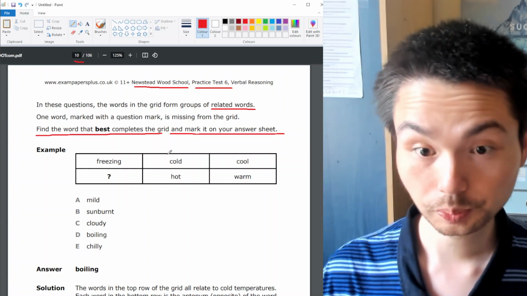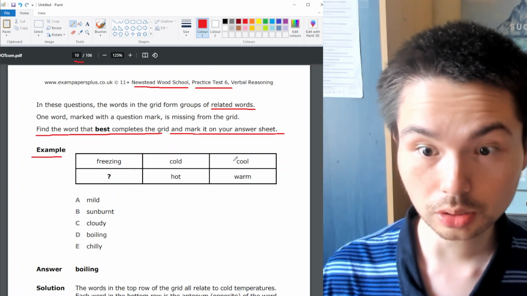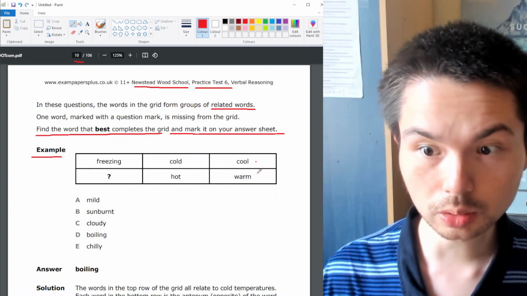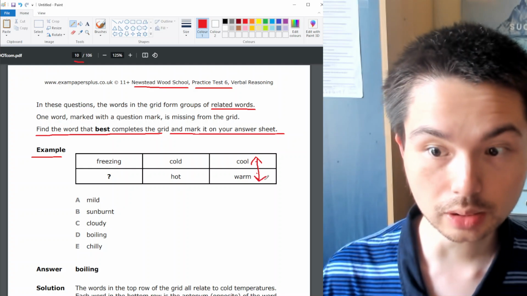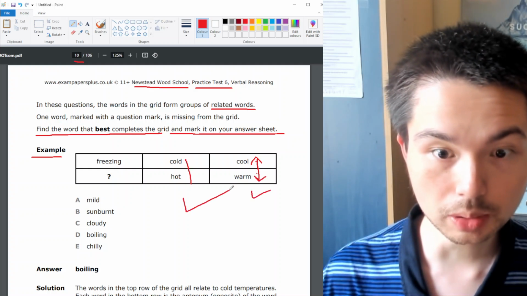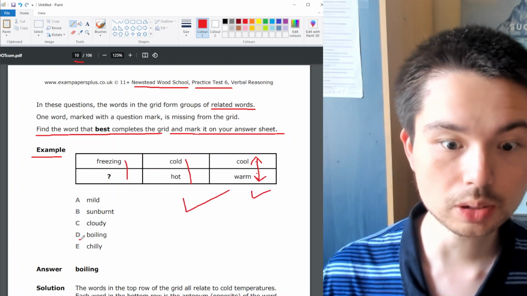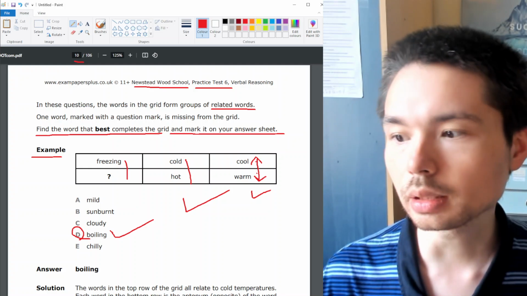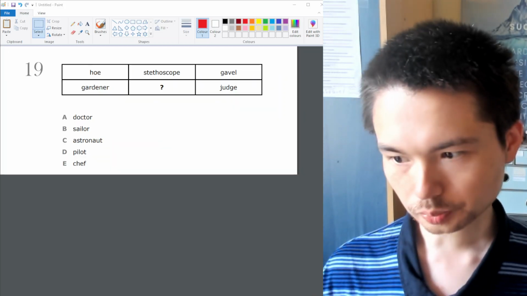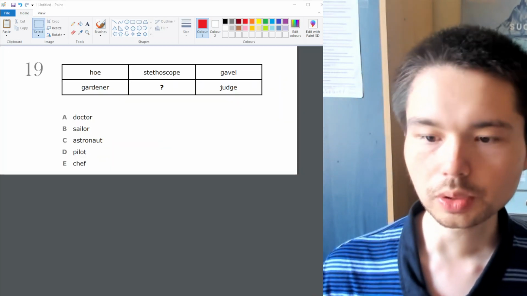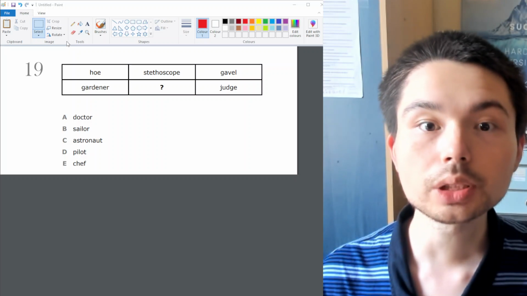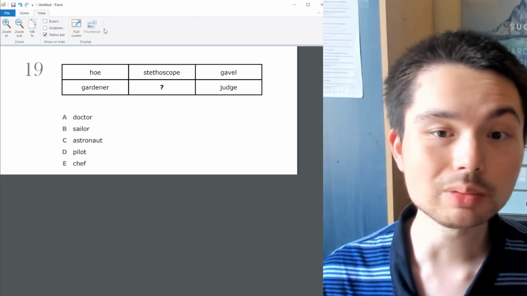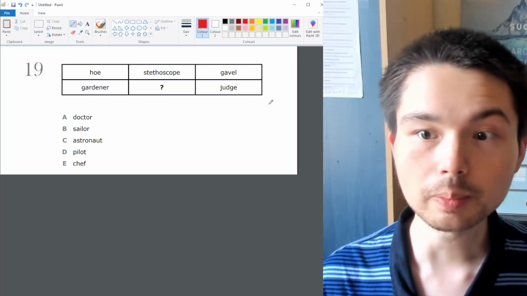Here we go. If we quickly look at this example, what are they doing? Cool and warm. How are these words connected? They are opposites. Cold and hot are opposites. So freezing, what's opposite to that? Boiling. Okay, here we go. This video, I will cover questions 19 to 24. It's only 6 questions. Here we go.